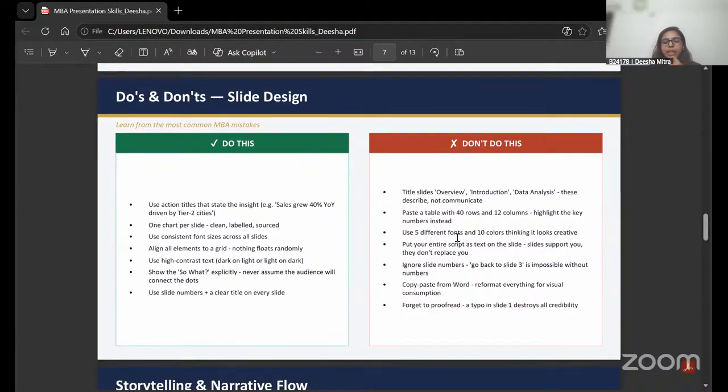Similarly, on the don't side, if you see something like use 5 different fonts and 10 colors, never do that. Do not use 5 different fonts, because when I'm going through the slide, I will also realize, okay, the font looks very different from what it was earlier.